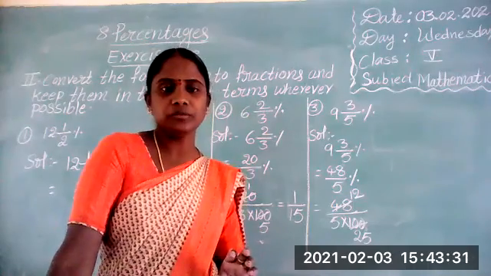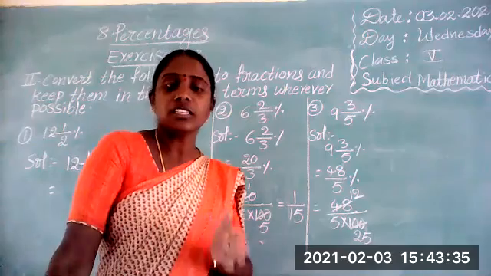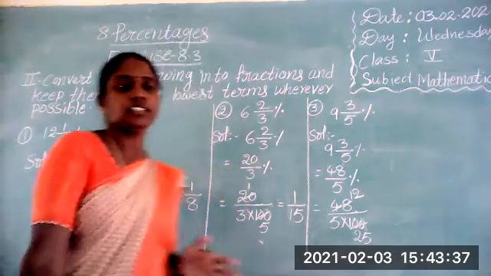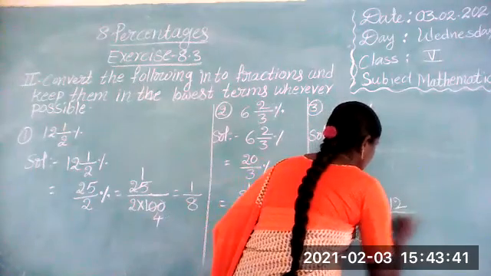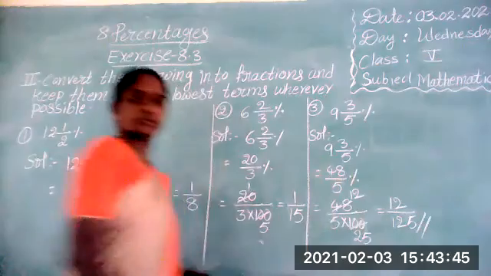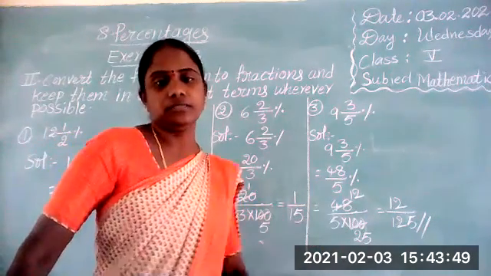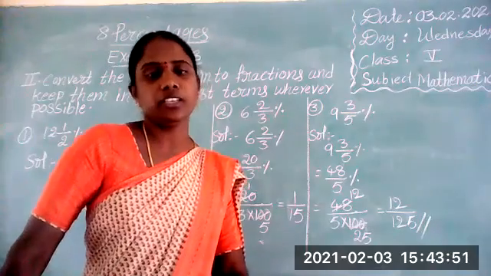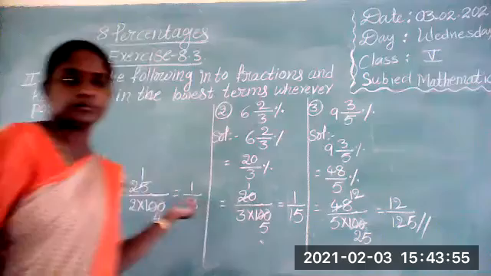Rashika, ready? Multiply why? Yes, very good. 125. It is 12 by 125. This is the answer. It is 12 by 125. Okay, write down.